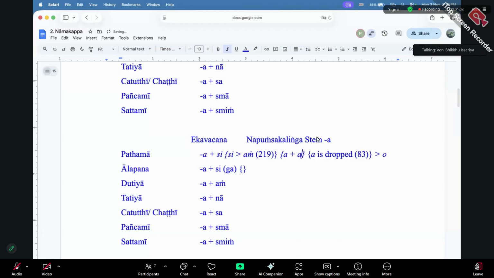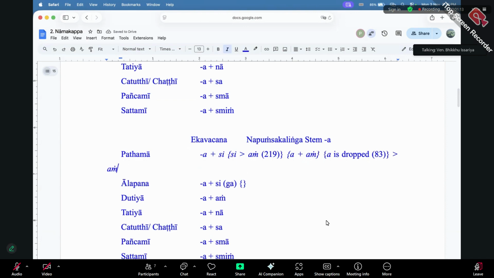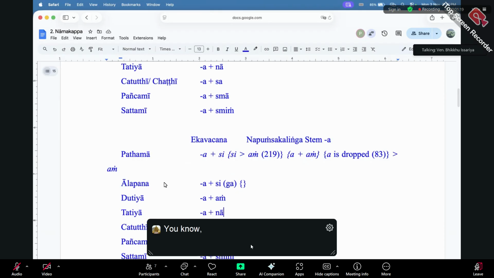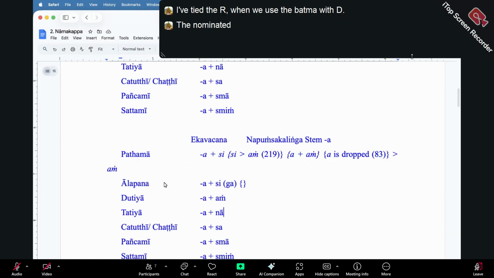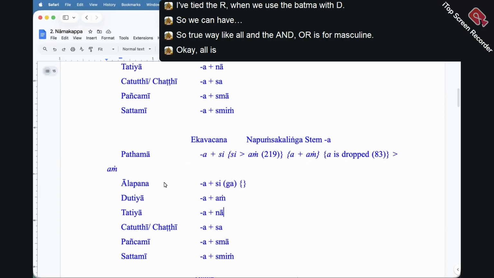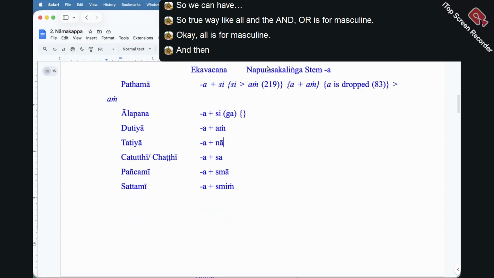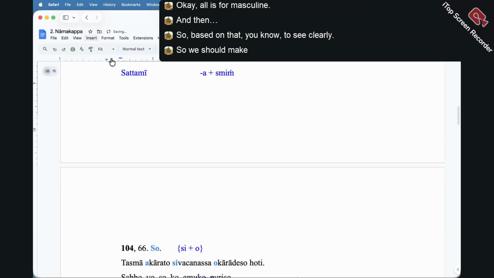Now C and the, but this R is stem R is drop. Okay. So finally we have the and in this way. So now after the R, when we use the Patama Vibhati Ekavachana or nominative case singular C, so we can have two forms like A and the O, and the O is for masculine. Okay, O is for masculine. And then based on that, to see clearly, we should make a chart.